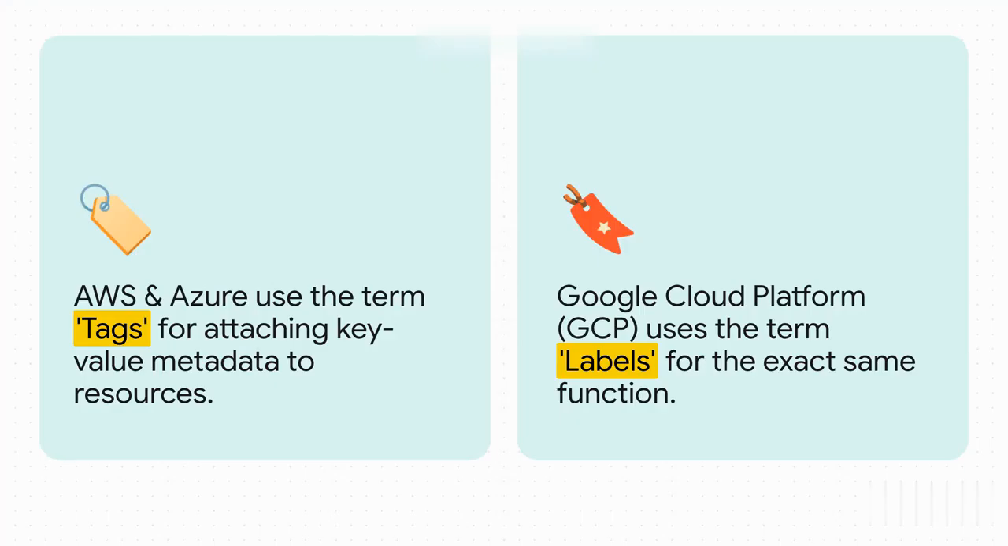So here's a fun little gotcha that can trip people up. As you can see, AWS and Azure call them tags. Simple enough. But Google Cloud Platform calls them labels. It's a small difference, sure, but if you're trying to use a multi-cloud management tool, you have to make sure it understands both terms, or you're not going to get the whole picture.